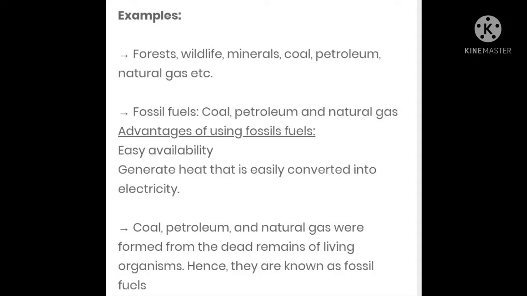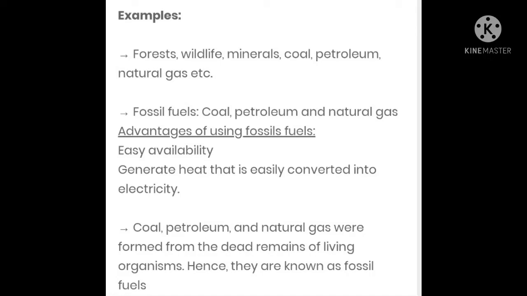They can become extinct. The advantage of using fossil fuels is easy availability. They can generate heat, which can be easily converted into electricity, and that electricity can be used by different people in different areas. Coal, petroleum and natural gas were formed from the dead remains of living organisms, hence they are known as fossil fuels.